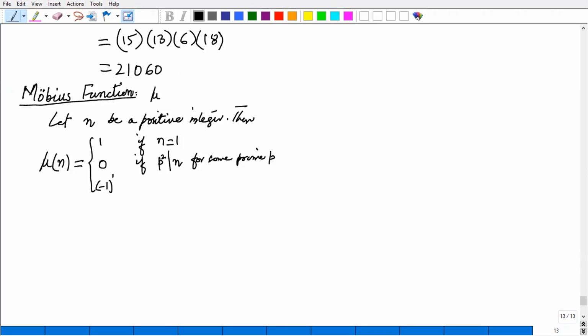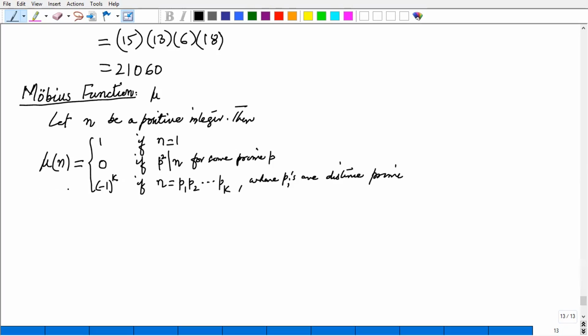Minus 1 to the power k, if n can be decomposed by using primes p1 to pk, where all pi's are distinct primes. Okay, so it's clear that mu of 1 is 1.